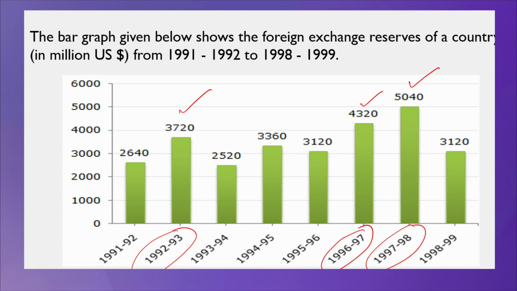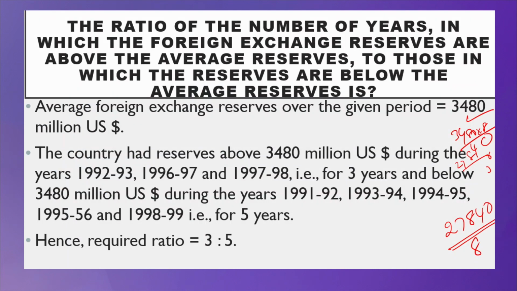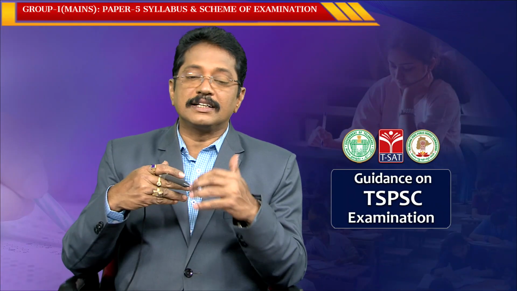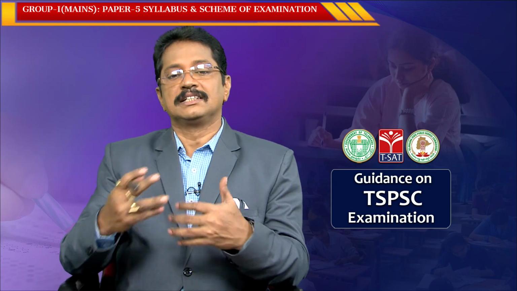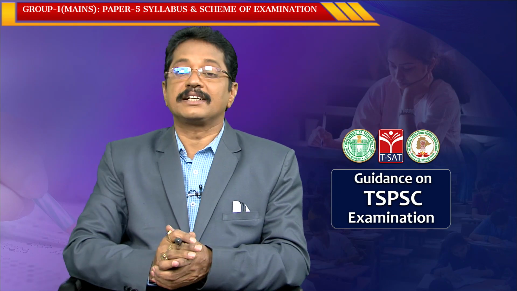Clear? Okay, that is 3, and below it means the remaining, here 1, 2, 3, 4, 5, correct. Below means we can say simply it is 3:5. Clear? 3:5, very simple.